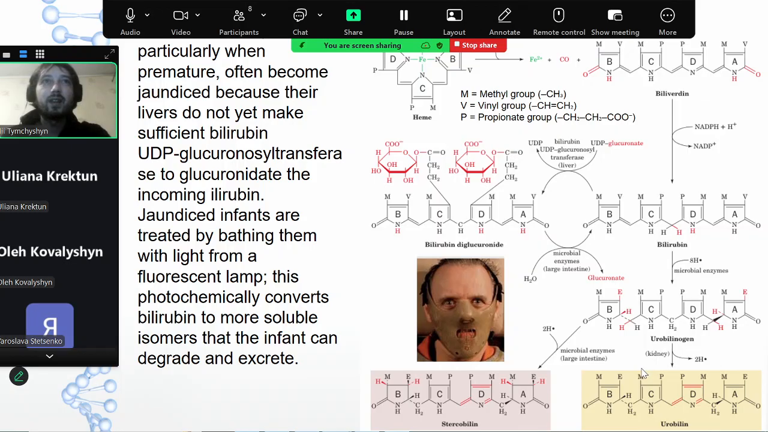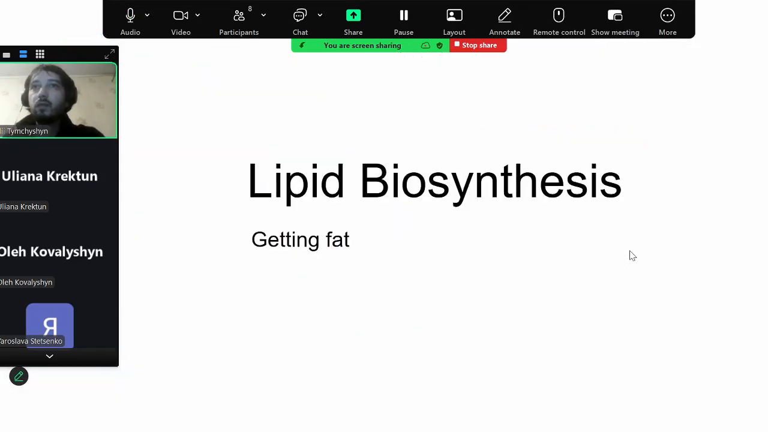No? That's a reference to bilirubin. If you have ever read Silence of the Lambs, you may know that. I'm not getting into all of these details, they're pretty detailed.